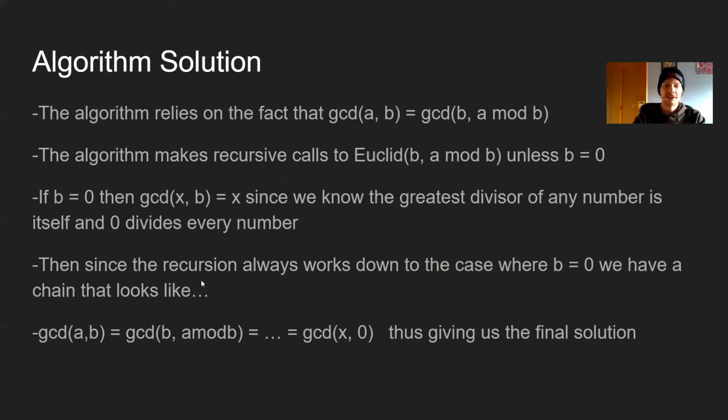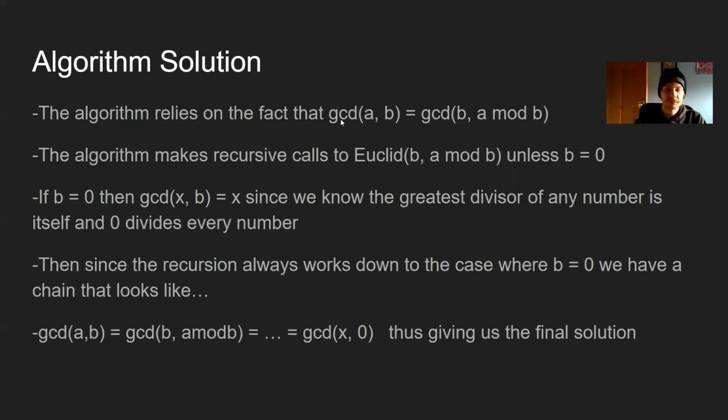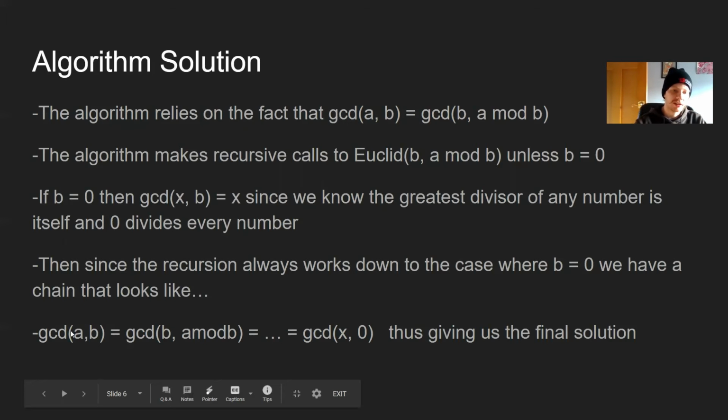Since we'll always get down to some case like this because of how the recursion works, we'll end up with a recursion chain that looks something like this, where you have your original call to Euclid(A, B), or the greatest common divisor of A and B, equal to this first recursive call with B and A mod B, and then you'll just keep chaining that down until you get to somewhere that looks like this. And because of this statement up here, all of these are going to be equal. Since we know how to solve this, and it's equal to this up here, we know how to solve this.